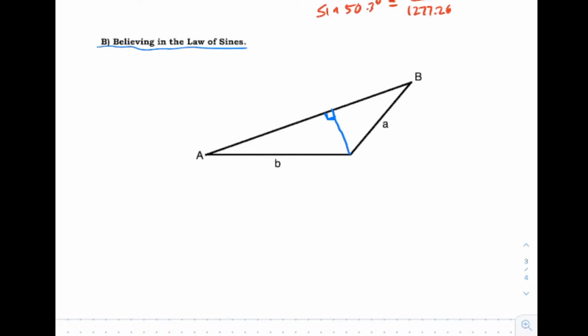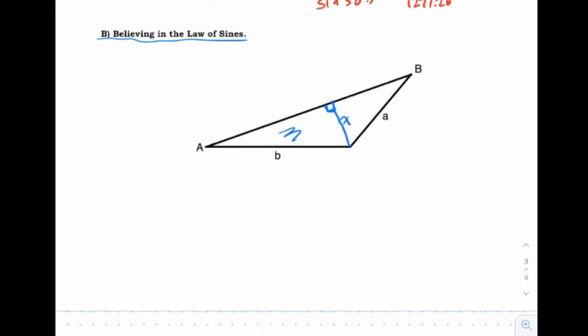Now, how does that help? I'm going to call this x for now, and I'm going to solve for x using this triangle over here, and then solve for x again using this triangle over here. So using this triangle, what do we got here? Well, this is a right triangle. If this is A, this is the sine of A, right? So SOHCAHTOA type stuff, the sine of angle A is x over B.